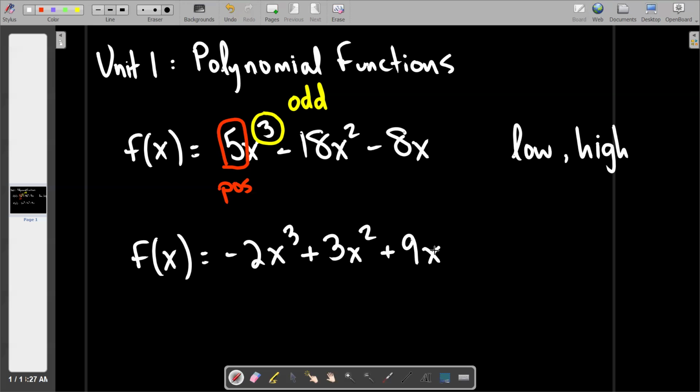Which number do we look at first? The degree. Good. Get used to saying that word. The degree of this polynomial is the yellow number 3. What does that tell us? The end behaviors will not be the same. Very good. So we're either dealing with a low to high or a high to low.